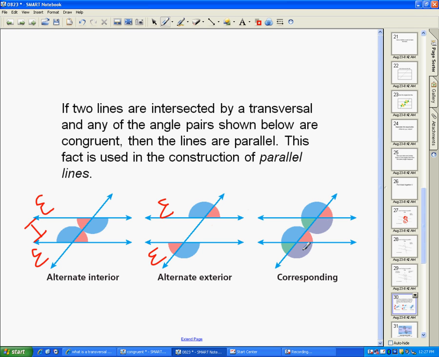The purple would slide down to the purple, they have the same angle measure. Blue slides down to the blue and has the same angle measure, and the green slides down to the green and has the same angle measure. So corresponding angles are congruent to each other, meaning that they have the same angle measure.